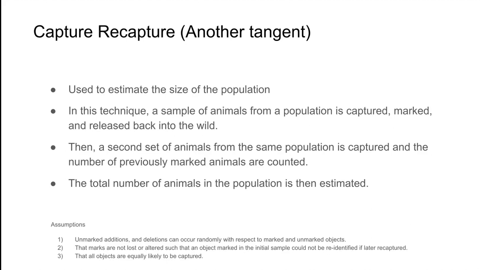In this technique, you first capture a set of animals, you mark them, you release them back into the wild, you go back another day, and you capture another set of animals from the same population. And then you count how many of the previously marked animals were captured in your second set. And then an estimate can be made of the total population of the animal. There are some assumptions to using this technique, and I won't go into this right now, but you can look more into it based on your use case. And all of these satisfied the privacy policy use case.